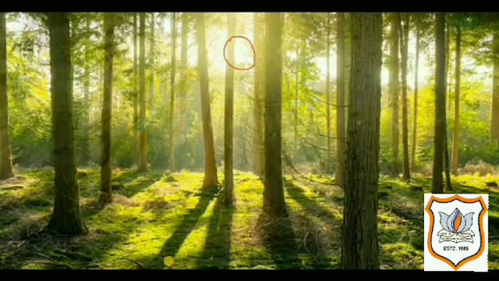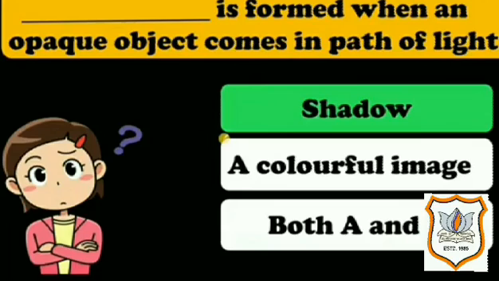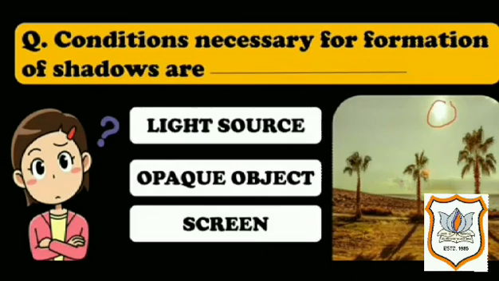You can see in the slide the sunlight which is falling on the trees and the shadows of the trees falling on the ground. So, a shadow is formed when an opaque object comes in the path of light. So, what are the conditions necessary for the formation of shadows? There are three conditions: light source, opaque object, and screen.